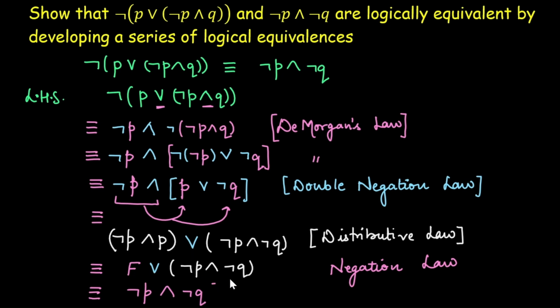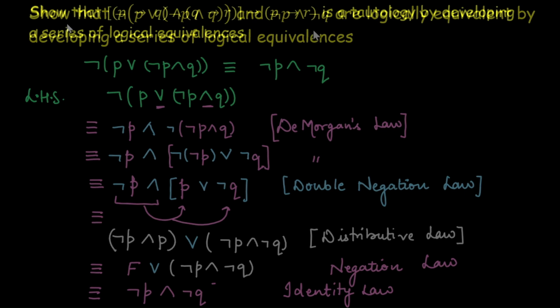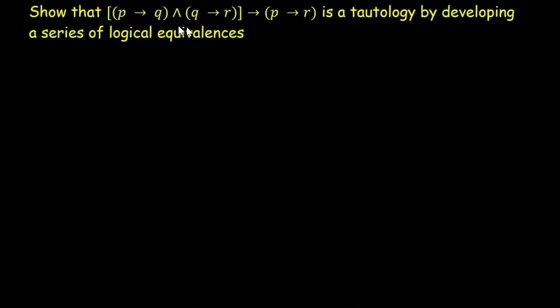Why? If the statement is true, answer is true. If the statement is false, answer is false. So it depends upon the statement. So we are getting the same statement as it is. Basically, it is not losing its identity over the false statement. Hence, we can say that we have used identity law, which is your right hand side. So hence we have proved with the help of developing a series of logical equivalence laws that these two statements are logically equivalent. Next question is, we need to show that this proposition is a tautology by developing a series of logical equivalence.